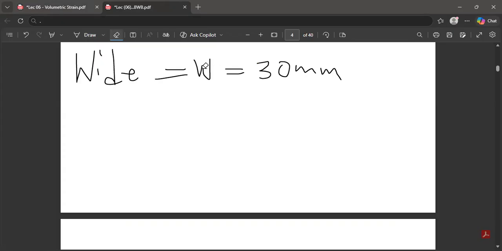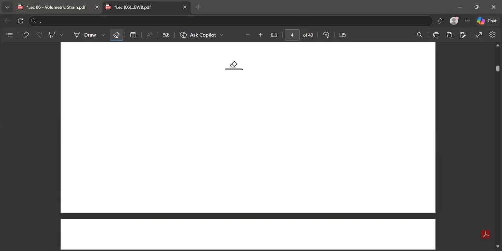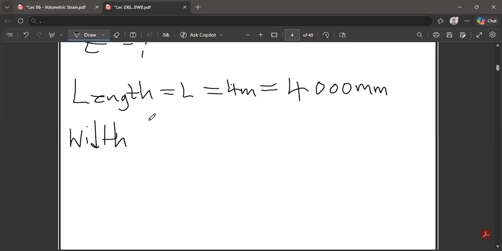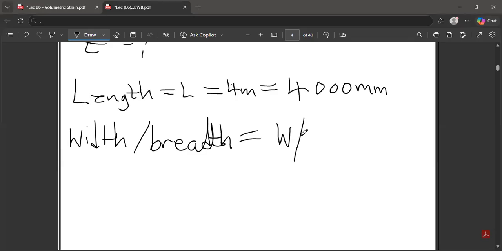So let's denote that well. I can just rewrite this as width or breadth, so that you get a clear difference. So this is the width, or the breadth, is equal to B, let's say W or B. Don't get confused. It's the same thing, and we all know that it is equal to 30 mm. So let me put this over there, 30 millimeters.